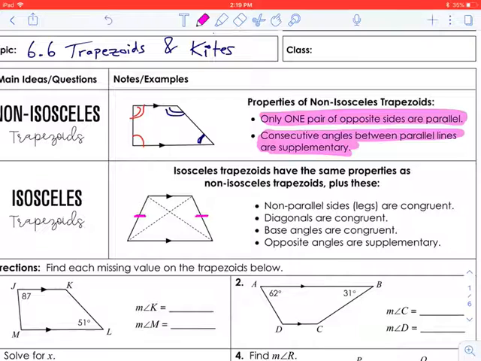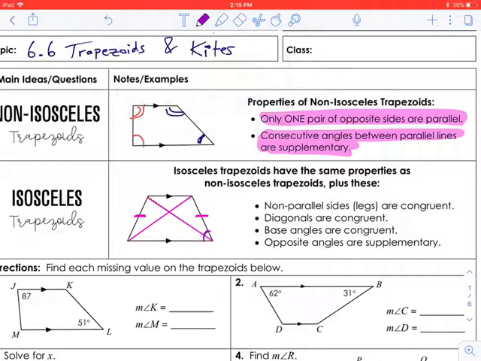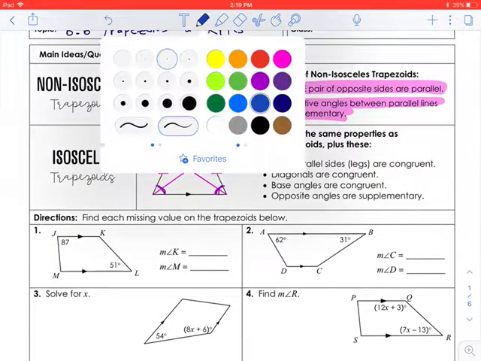And then diagonals are congruent. So that means here to here, here to here, those are congruent. Base angles are congruent as well, so that'd be this angle here and this angle here are congruent, or in the other case, this angle and this angle are also congruent. Those are base angles. And then finally, opposite angles are supplementary, just because these two angles are supplementary, so are those. Okay, so let's look at a few examples here.